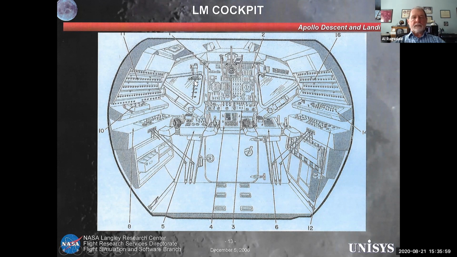Notice the scale in the window here. We'll talk about that a little bit later. That was how they knew where they were going to land. They would read numbers off this display, and it would tell them what angle to sight through that window, and they knew that was where it was planning to come down. That's called the LPD, or landing point designator.